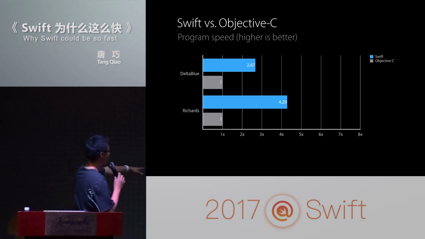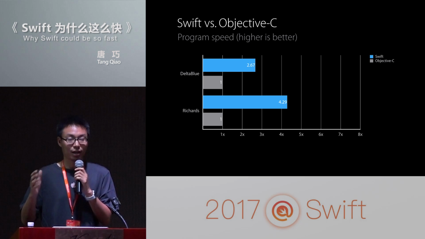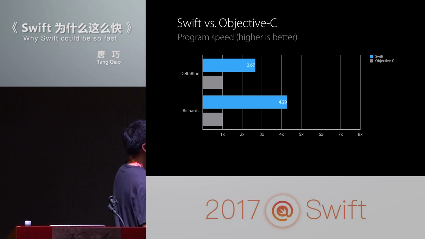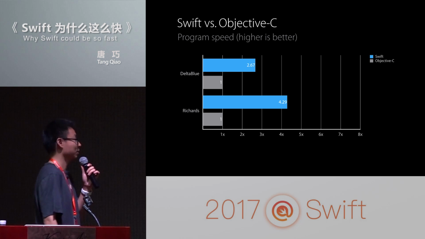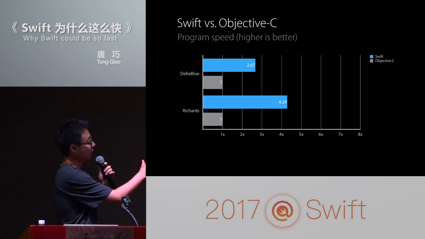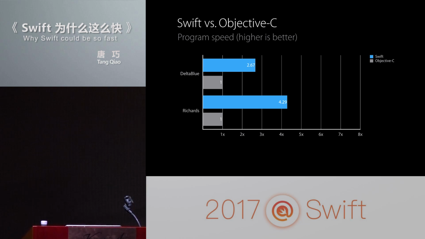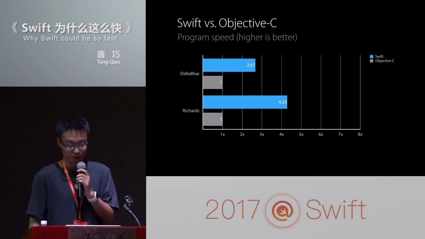Delta Blue and Richards are two benchmark algorithms for comparing programming language speed. You can see the blue line is the Swift performance, and the green one is the Objective-C performance. The larger the value, the better. Especially in the Richards benchmark, Swift is 4 times faster than Objective-C. So obviously, Swift wins this benchmark.